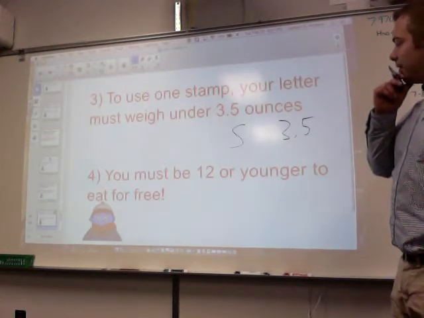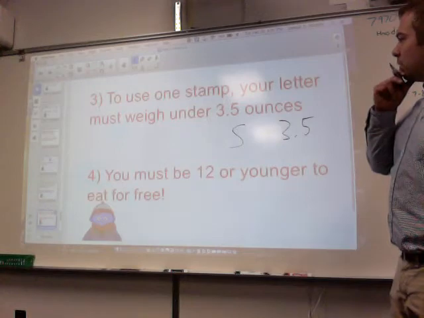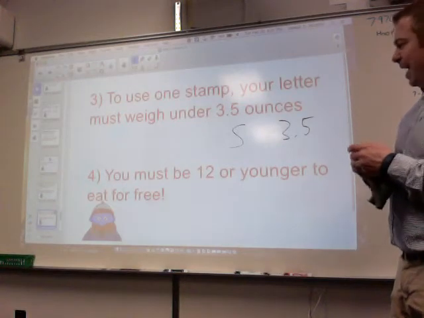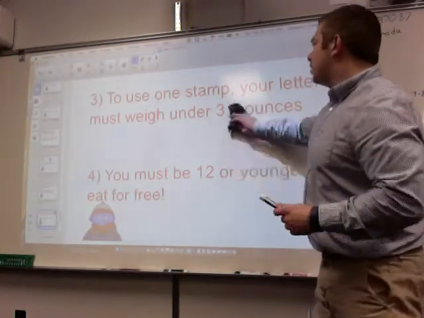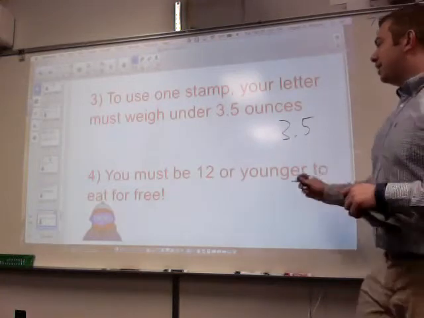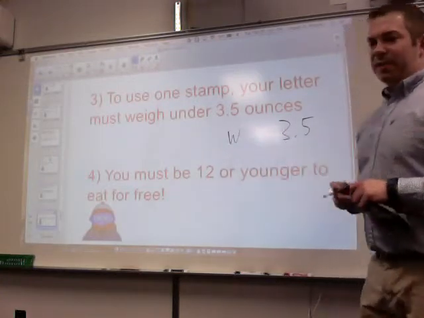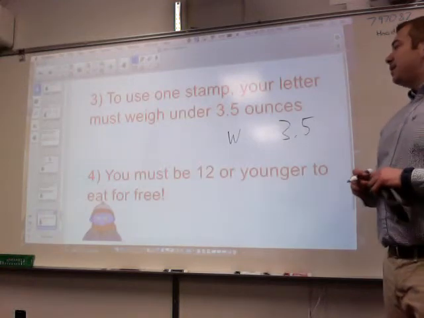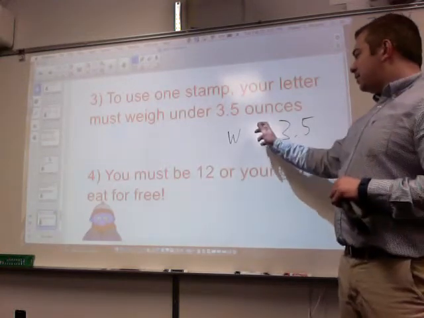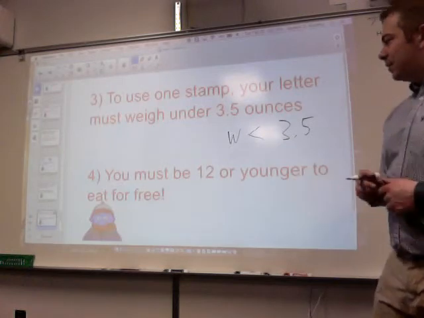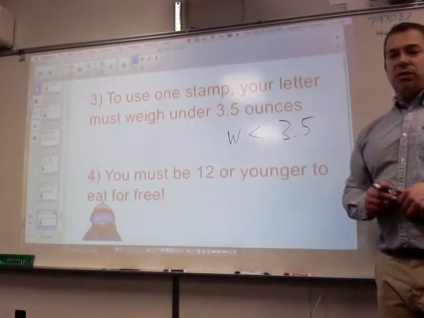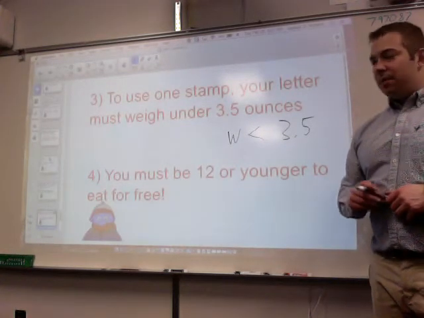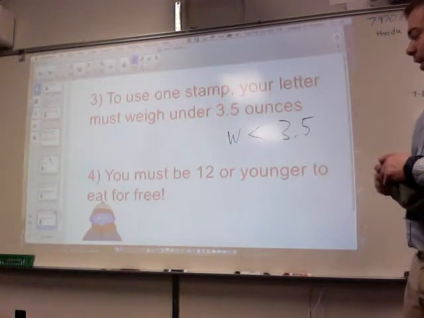Under 3.5. So actually, I'm not even going to use S here because it's not the stamp that's under, it's the package, the weight. So I'm going to use W for my variable. That makes more sense to me. The weight has to be under 3.5 ounces. So if your weight is less than 3.5, you can use one stamp. Okay? So that is your inequality.